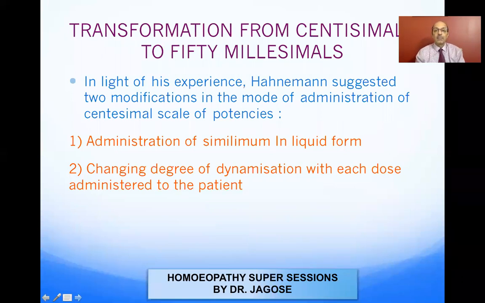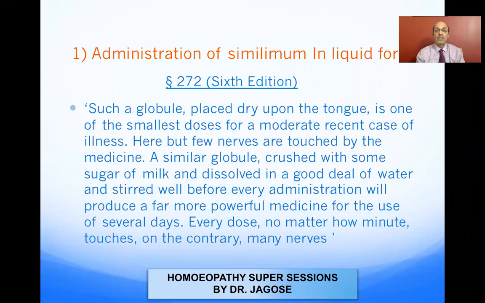Well, in the light of his experience, Hahnemann suggested two modifications in the mode of administration of centesimal scale potencies. They were administration of similimum in liquid form and change in the degree of dynamization with each dose administered to the patient. As I told you in the last video on part 2, in the 50 millesimal, the pellets are dissolved in water and given, as compared to the centesimal wherein the dry dose was given, and you can easily change the degree of dynamization with each dose administered to the patient. Now let us see something more about each of these points. First point, administration of similimum in liquid form.